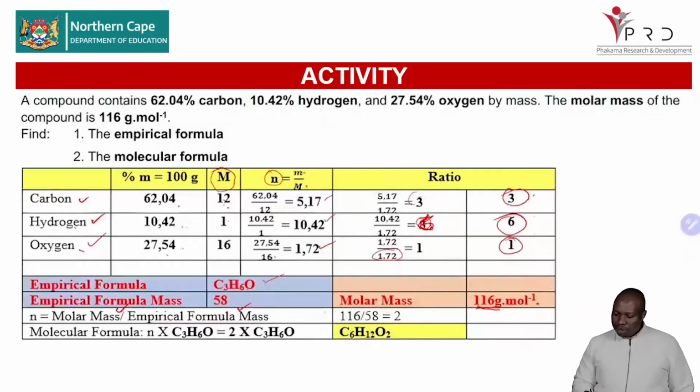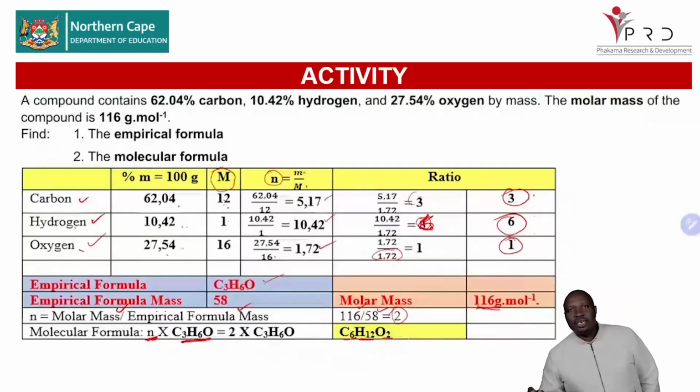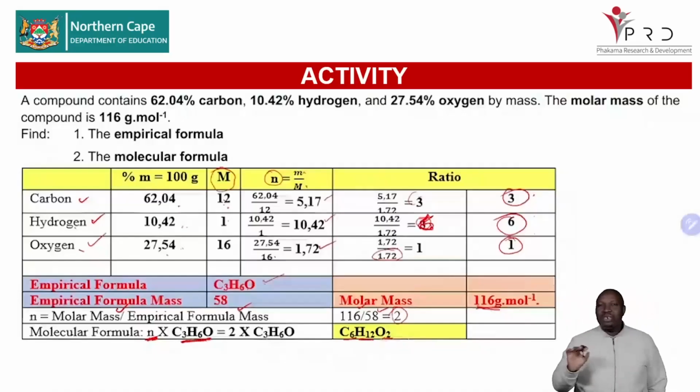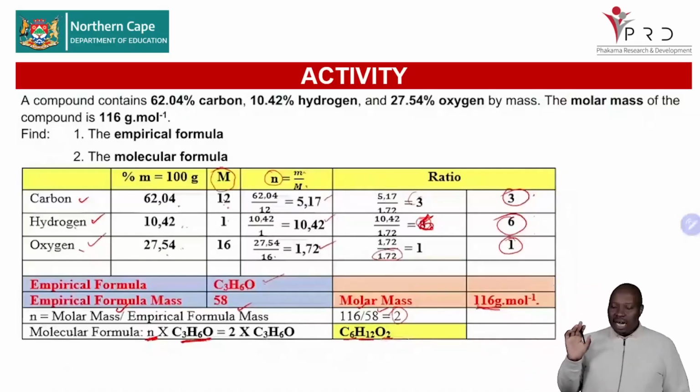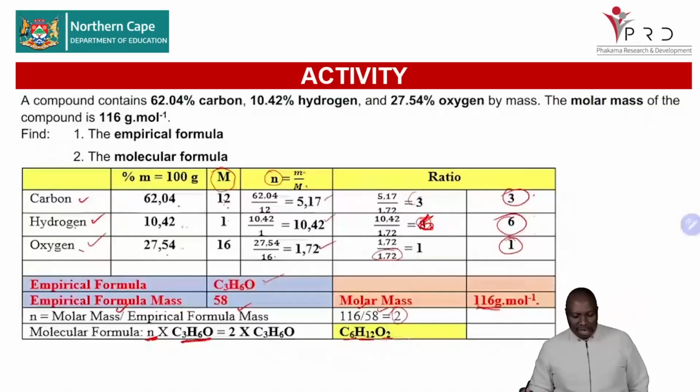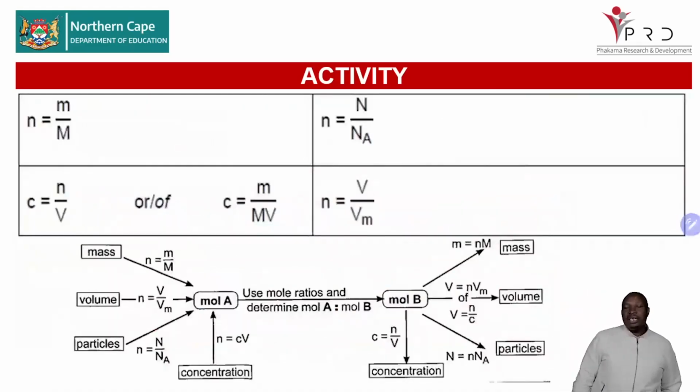In this case, when you do that, you'll say 116, which is your molar mass, by your empirical formula mass, you get 2. So you multiply N by your empirical formula. You take your empirical formula, you multiply it by N, which is the ratio of your molar mass and your empirical formula mass, which in this case was 2. So when you multiply this by 2, you get C6H12O2, which is hexanoic acid. So you are able to do that, and it's important that you know this. Remember, we're having half of the paper, which is organic, a lot of marks from organic. So spend time there and remember that.